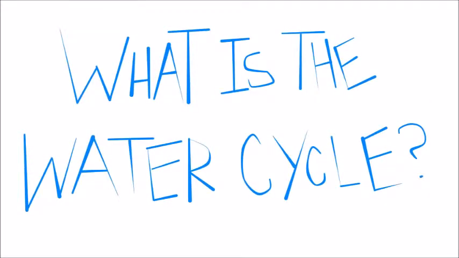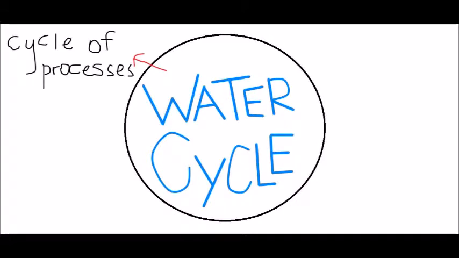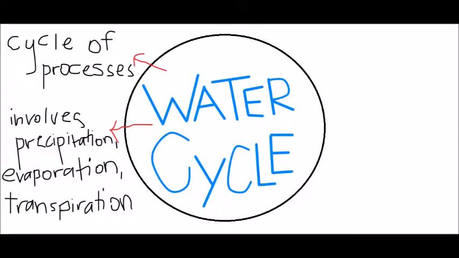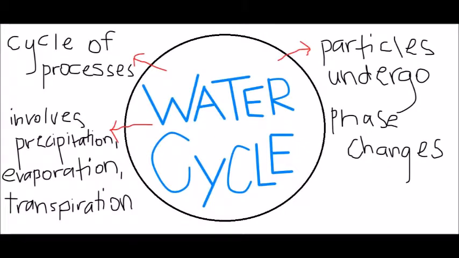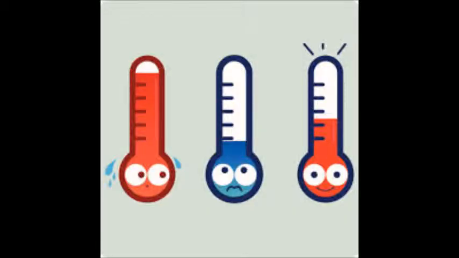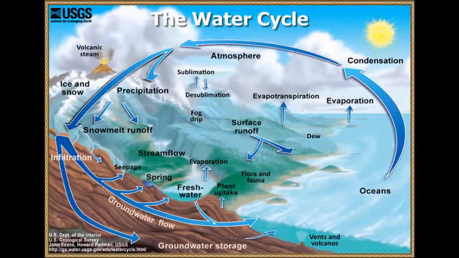What is the water cycle? The water cycle is a cycle of processes in which water is spread between the Earth's ocean, atmosphere, and land. It involves precipitation and returns to the atmosphere by evaporation and transpiration. During the water cycle, the particles of water, which are what make up water, undergo phase changes. Phase changes are states in which matter can exist in any form, may be solid, liquid, or gas, because of the alteration of temperature. The water cycle distributes water and at the same time changes the state of its particles.